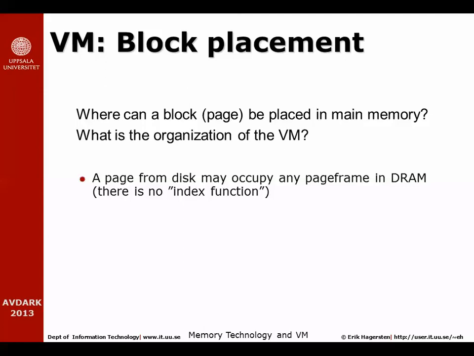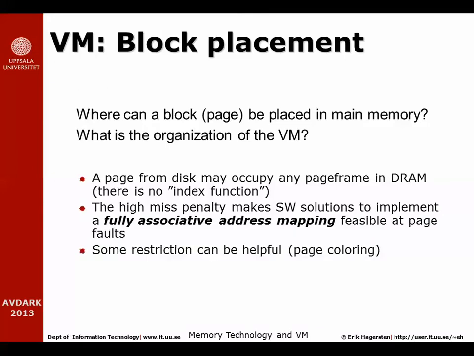So a page that's brought in from disk can actually occupy any page frame in DRAM. Comparing this to the cache implementations we had before, there is no index function here, okay? Which means that it's actually a fully associative cache. So the virtual memory system turns the DRAM into a fully associative cache, okay?